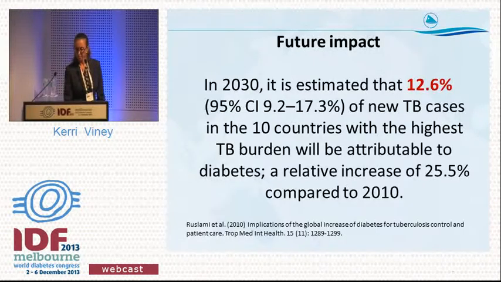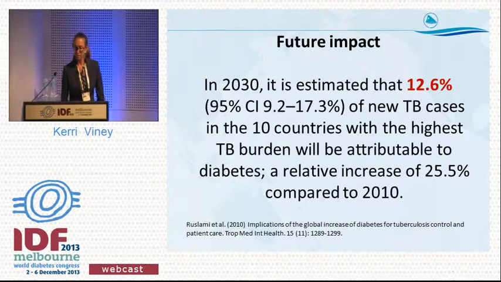And what is the future impact? If this is the current impact, what is the future impact? There has been one study that has done some modelling to look at the future impact. This is by Rizlami and colleagues in Indonesia, and they estimated that in 2030, about 13% of new TB in the 10 countries with the highest burden would be attributable to diabetes, which was a relative increase of 25.5% compared to the year 2010.